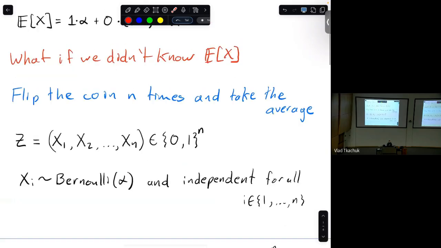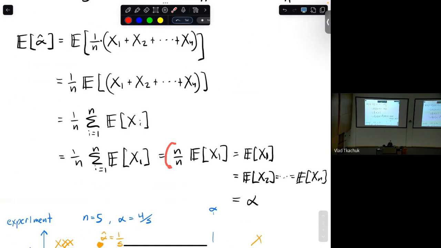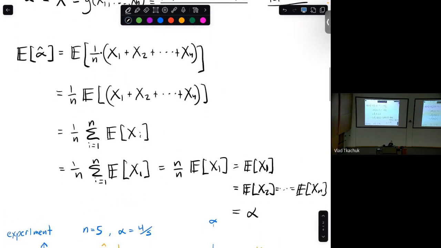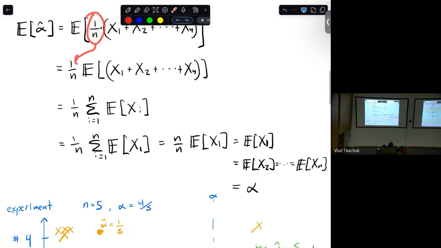Okay, and now I'll answer the question online. The question asked how in the world did we get n over n here when we had 1 over n over here? The answer is, let's just look at this step. So maybe I'll point out some things. This step is easy and obvious: you take the scalar out. This step here uses the linearity of expectation, which is a property that will be on your formula sheet.